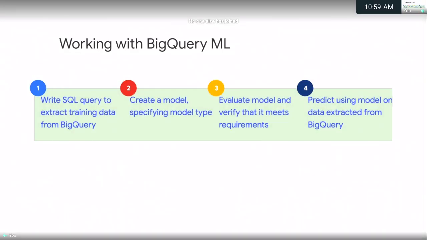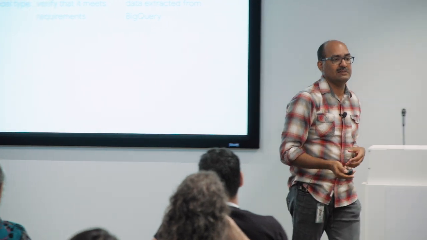So the way it works is that we're going to go to our data warehouse, we're going to write a SQL query that pulls in the training data, and we're going to say, I'm going to create a model. In this case, we want to predict the taxi fare, and that's a number, so again, it's going to be a regression model. Then we'll evaluate the model, make sure it works well, and then whenever we need to do a prediction, we can call the prediction on that model.